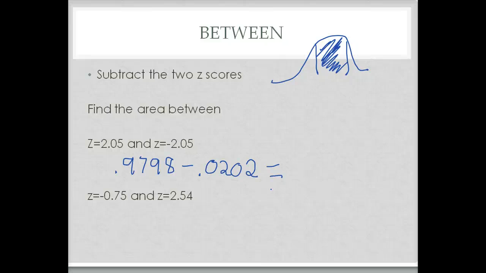0.9798 minus 0.0202 is 0.9596. And now you've done all of your calculations with z-scores.